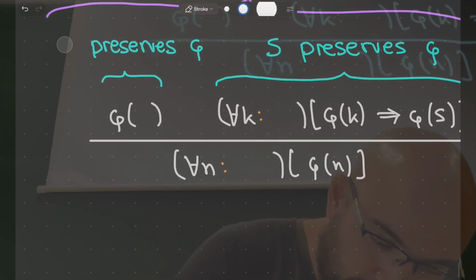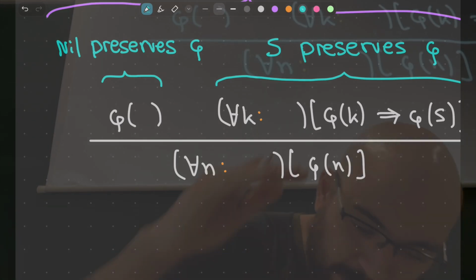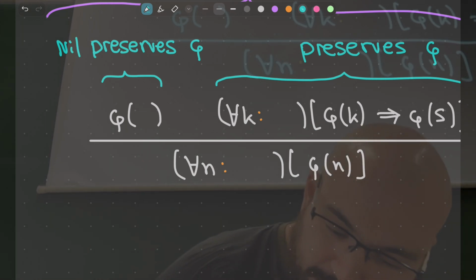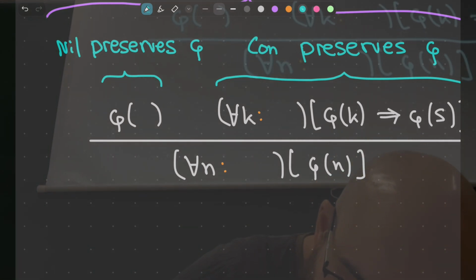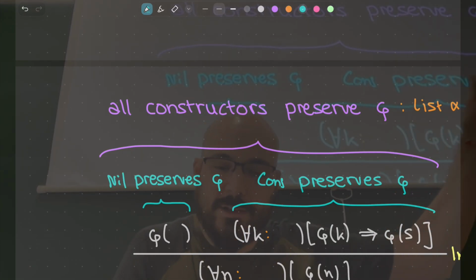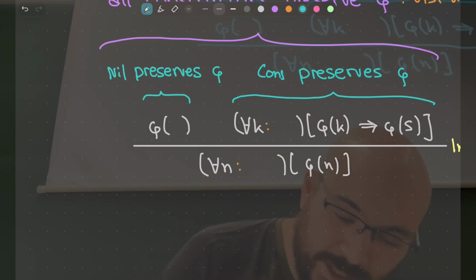Okay. So this thing should become nil. So let's start with the blue things. Nil preserves phi, and the other constructor also, and cons reverse. The good news, this is the whole point, is that the purple thing doesn't really change. It's all constructors preserve phi. Okay, so nil preserves phi, cons preserves phi, and what does this thing mean?